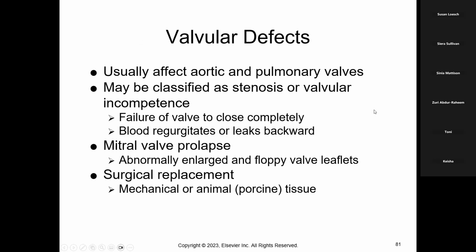Valve defects. So we can have mitral valve prolapse where the valve doesn't completely close. We can have stenosis where it's narrowed. Either way, it causes a problem. The valve doesn't close completely. Blood can regurgitate or leak backwards, or it's harder to get the blood through. With prolapse, the valve is usually enlarged and the valve is floppy. Either way, it's still going to cause the blood flow to go backwards. So usually they have to get a new valve.